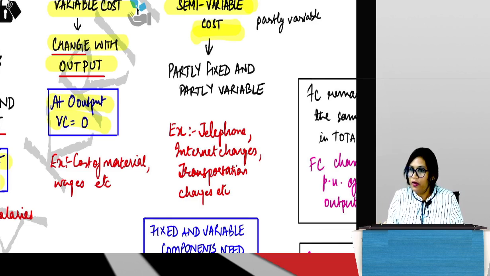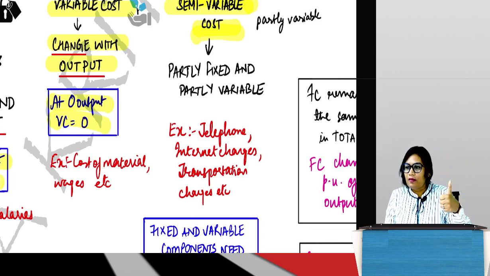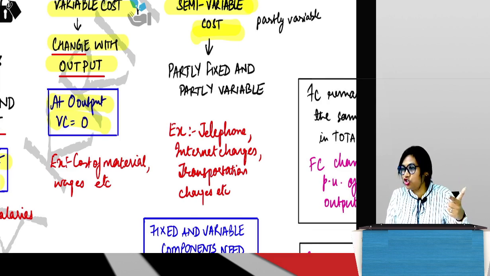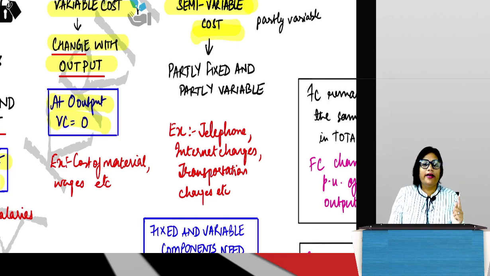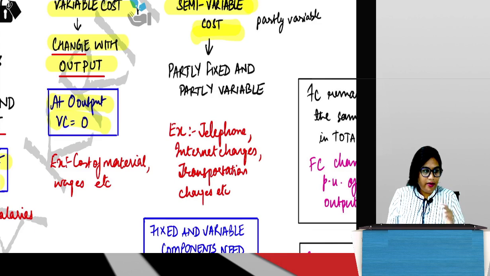Guys, is it okay? Okay, one more question I have for you all. Fixed costs are of 2 types. What are they? Committed fixed costs and discretionary fixed costs. What is the other name for committed fixed costs? Unavoidable fixed costs. What is the other name for discretionary fixed costs? Avoidable fixed costs. Everyone. So shall we move on to the next type of classification?